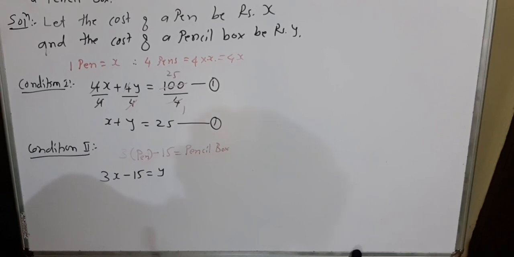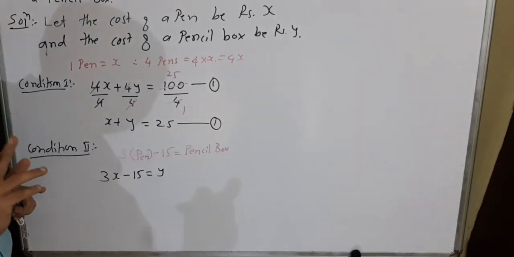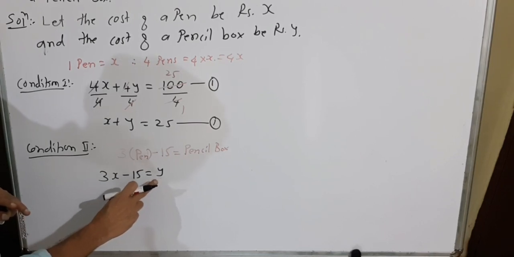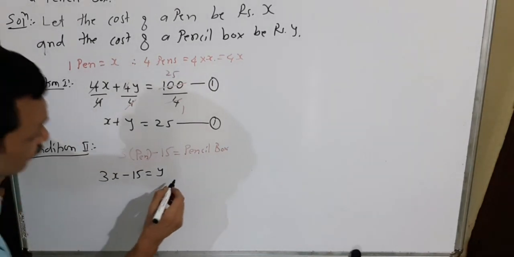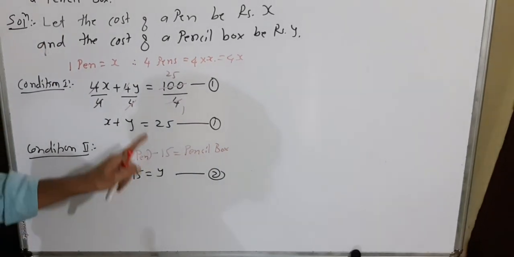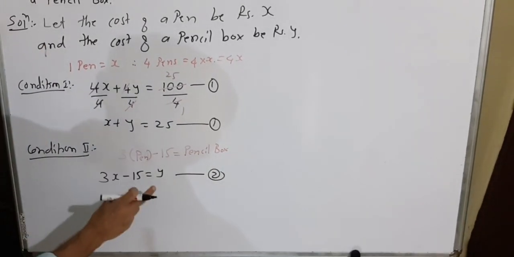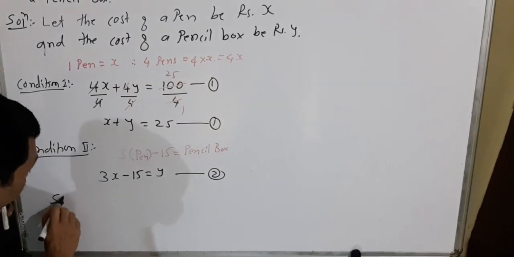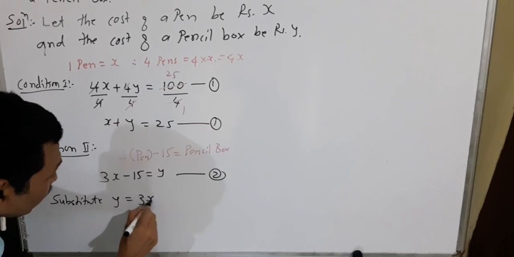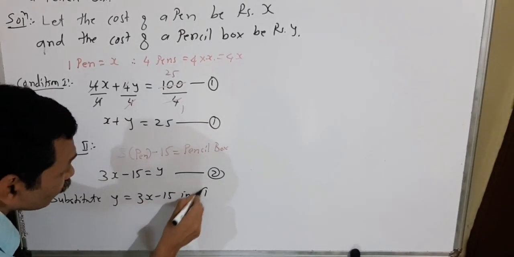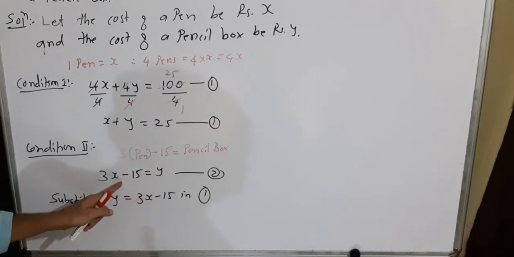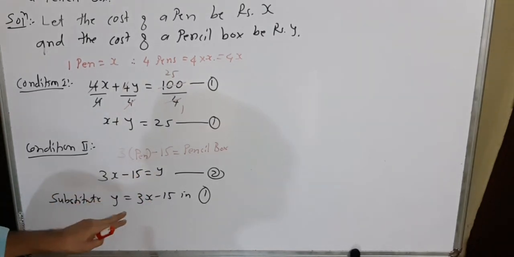But instead of that, if you want to solve it by the substitution method, then we can keep it as it is. So here the value of Y is equal to 3x minus 15. I am writing it as it is as number 2, and I am substituting number 2 in number 1. Substitute Y is equal to 3x minus 15 in 1. If you want, you can write it in standard form and solve by the elimination method, but this becomes easier, so I am solving it like this.